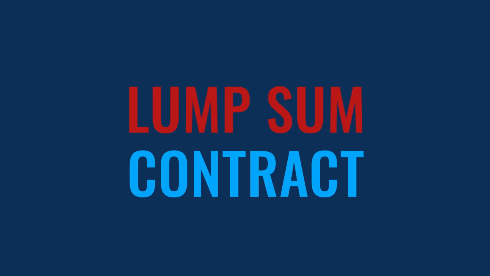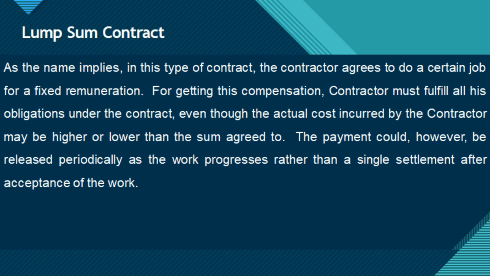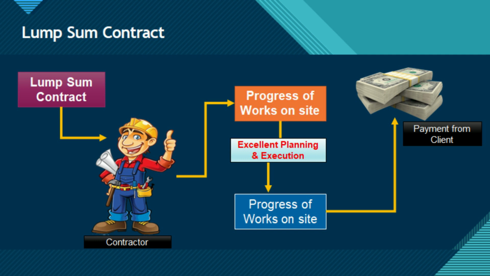Next is lump sum contract. Lump sum contract is a contract where contractor must fulfill all his obligations under the contract, even though the actual cost incurred by the contractor may be higher or lower than the sum agreed to. The payment could, however, be released periodically as the work progresses rather than a single settlement after acceptance of the work.